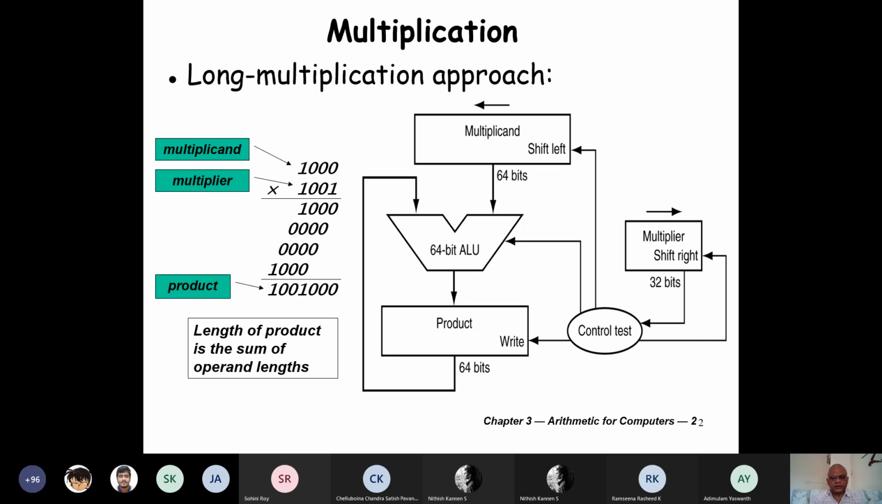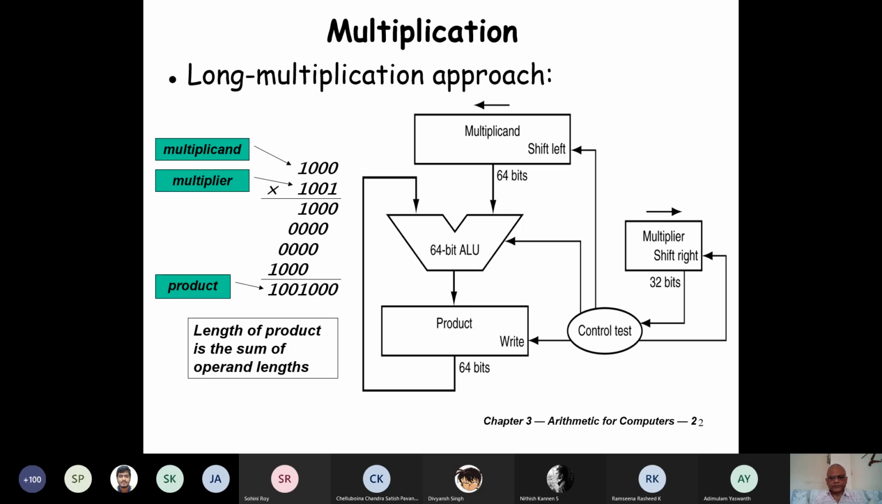If I show here, the red ones are basically shifting. The multiplicand was shifted 1 bit here, so I added 0 here. This red one indicates it's shifted. Next time it is shifted. And the third time it is shifted, and since it is 1 here, it is added, and finally we add all this and then get the product.